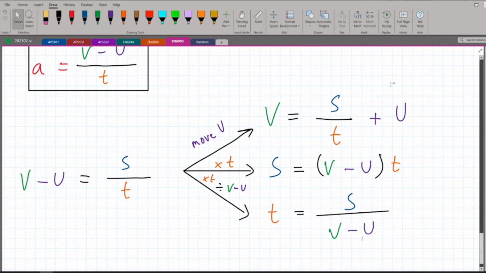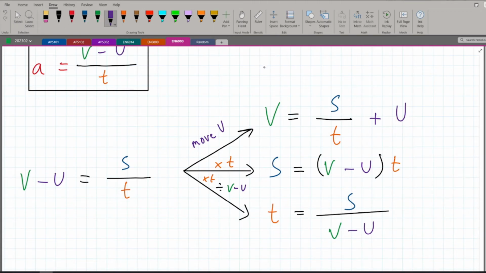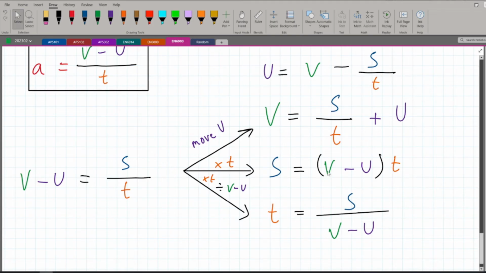So from this one, we have already found 3 different ways that we can rearrange this equation so that we can find 3 different values. We can arrange it one more way as well to find u, which is possible. It's simple, so let's just do it very quickly. We're just going to move the s over t to the other side. It's going to be u equals v minus s over t. That's it. All of them are very straightforward. You just have to know your basic algebra, your basic transposing of a formula, so that you know how to get it in terms of anything.